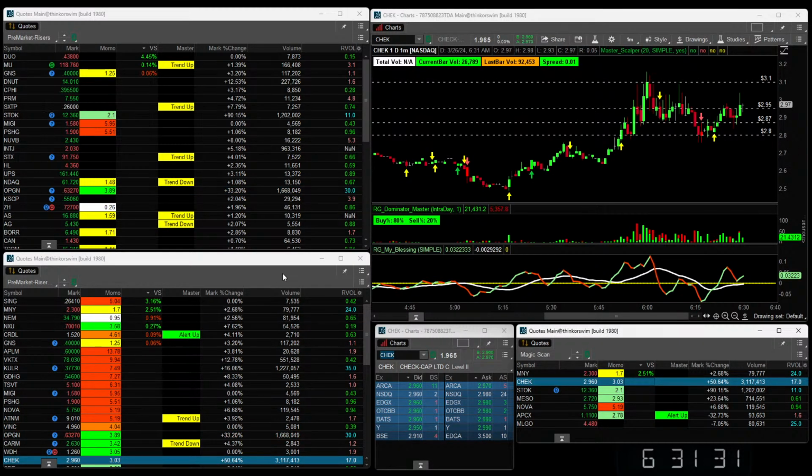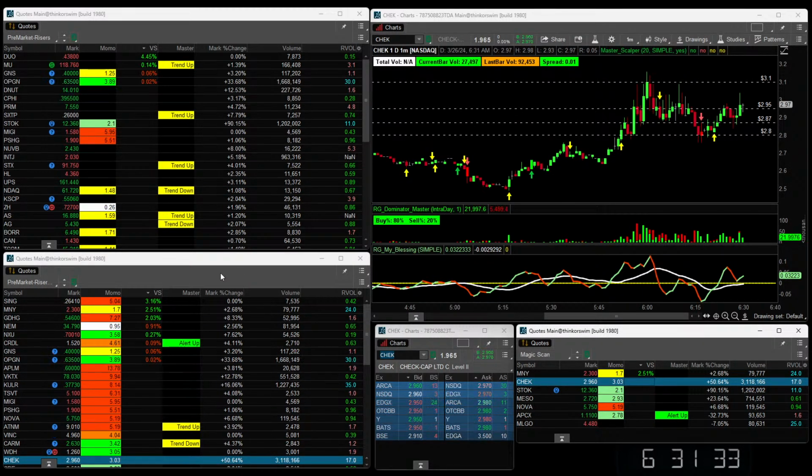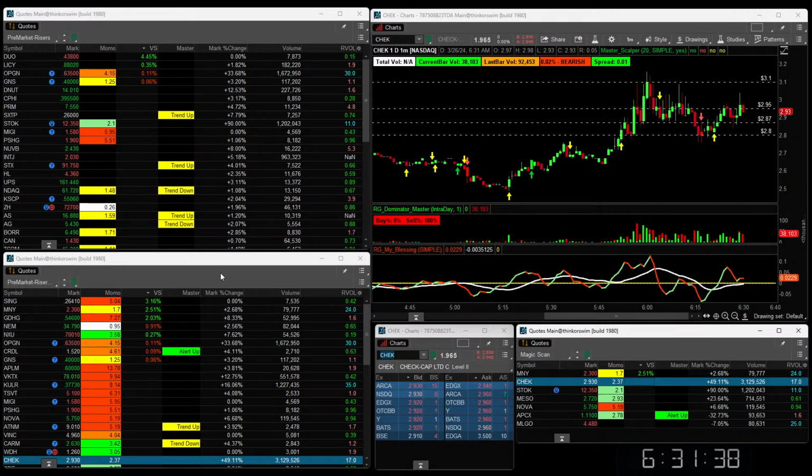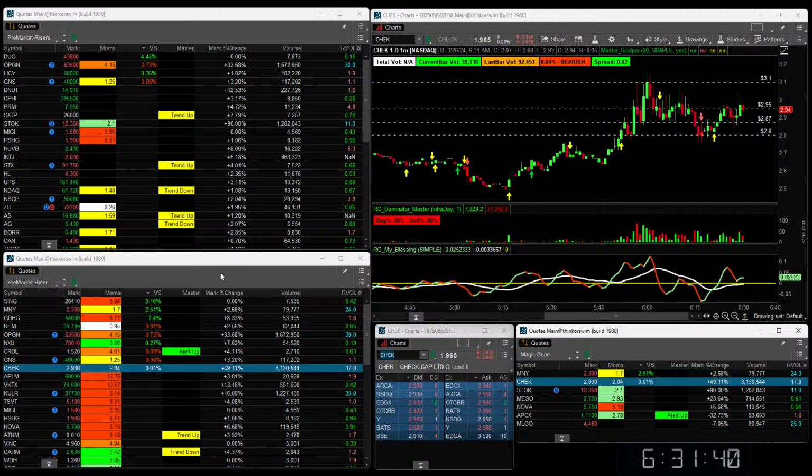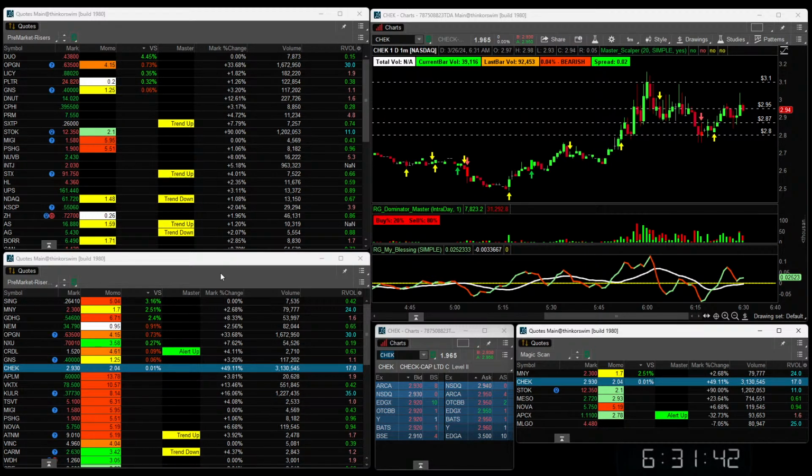I'll take a look at CHEK. We'll keep an eye on it. It could go back up there and retest 310. We're not quite above yellow here on the white indicator. Once we get there, it'll pop a green arrow up here.